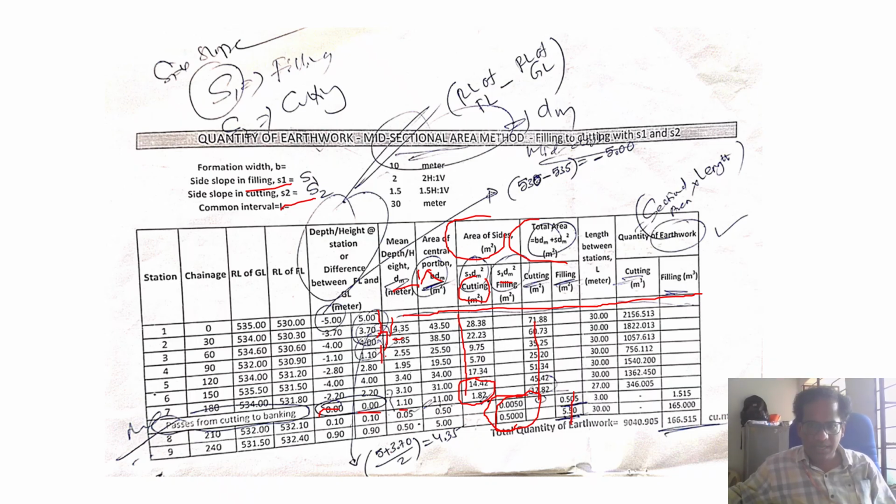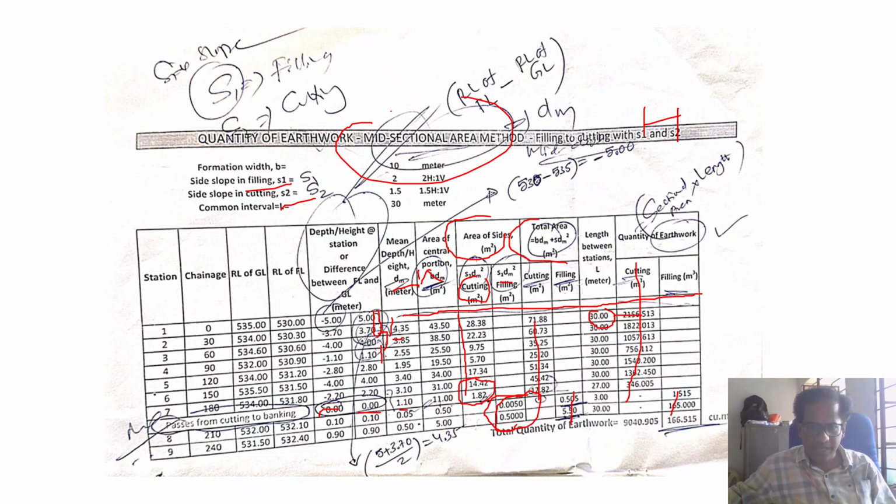Now we all know the length, that is 30 meter between two chainages. Area into length gives the volume. Here also we maintain two columns, one for cutting and one for filling. This is the way we calculate. But what we emphasize in the midsection method is that we calculate the mean, the average of the two heights, the two depths.